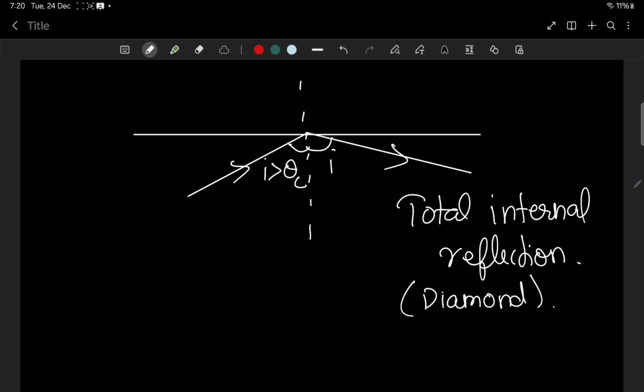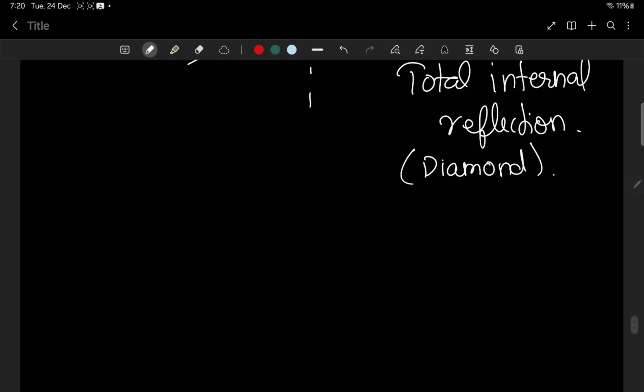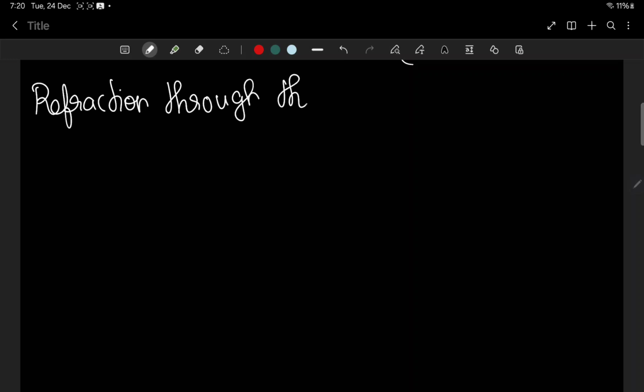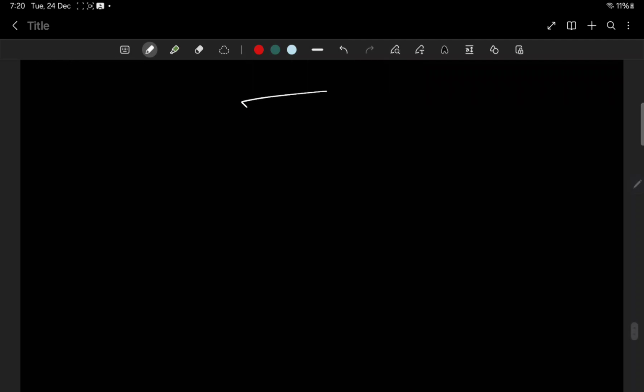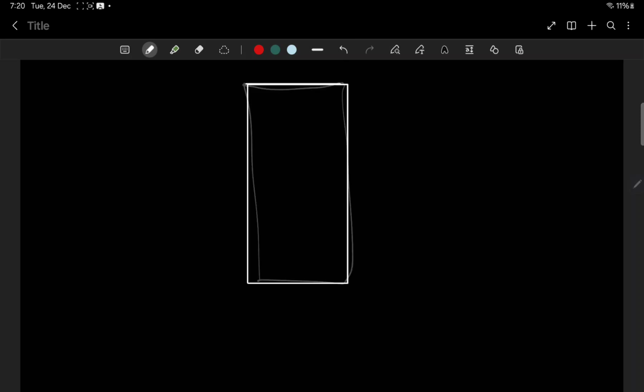Okay, now we have another important topic, that is refraction through the slab. I'll just draw one picture. This is a glass slab. Now a ray is incident on it.